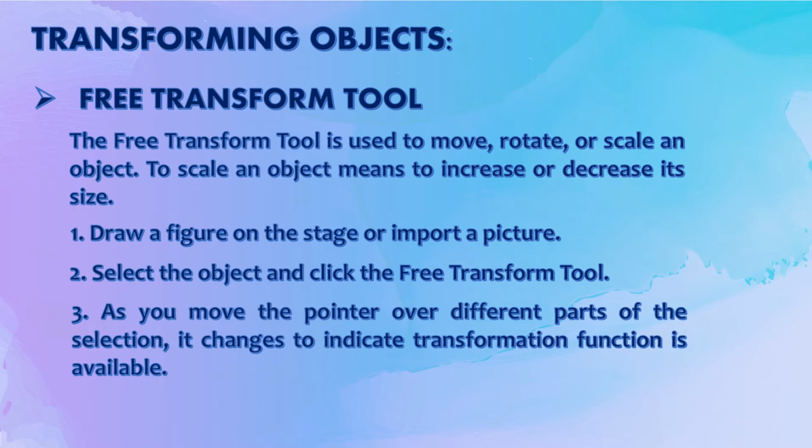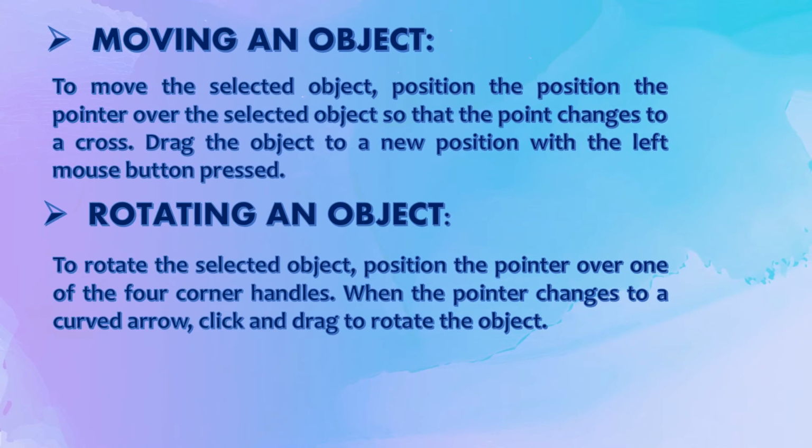Let's consider an example to understand how to use this tool. First, draw a figure on stage or import a picture. Select the object and then click on the Transform tool. As you move the pointer over different parts of the selection, it changes to indicate which transformation function is available. Moving an object. To move the selected object, position the pointer over it so that the pointer changes to a cross. Drag the object to a new position with the left mouse button pressed.